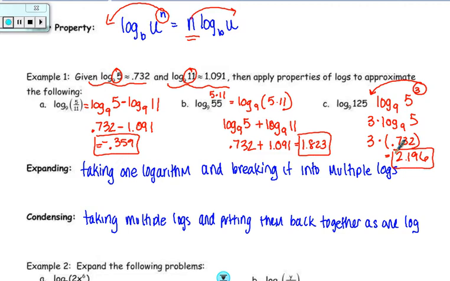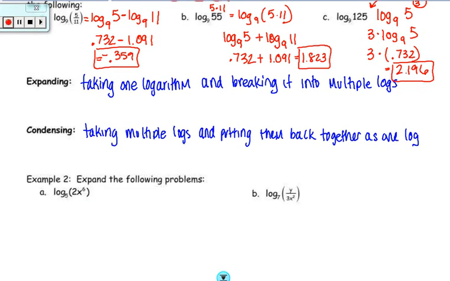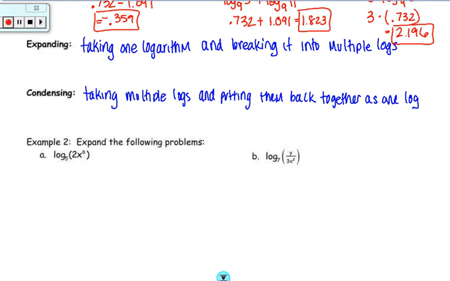Okay, so that's just a little introduction on how to use the rules. Division goes with subtraction, multiplication goes with addition, and exponents can go in front. So we're going to do two types of logarithm problems today. We're going to expand some logarithms, and that's where we take one log and we break it into multiple logs using the addition, subtraction. And then we're going to go the other way. I'm going to give you a whole bunch of logs, and we're going to condense them, put them back together as one single log. So let's expand first. The first problem we're going to do says expand log base 5 of 2x to the 6th.